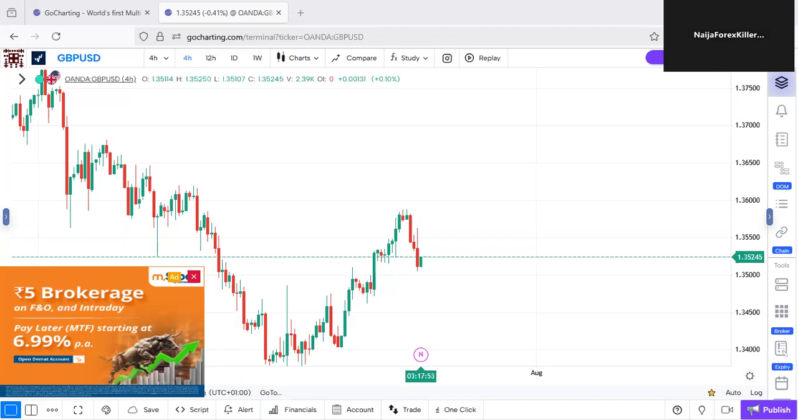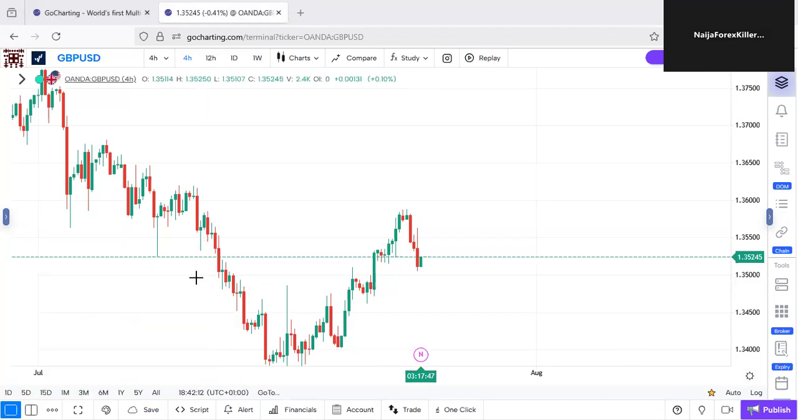Today, we'll talk more on candlesticks. What are candlesticks? What are they used for? What is the importance of candlesticks? Why do we use candlesticks in trading? This is what we are going to look at today, and types of candlesticks.